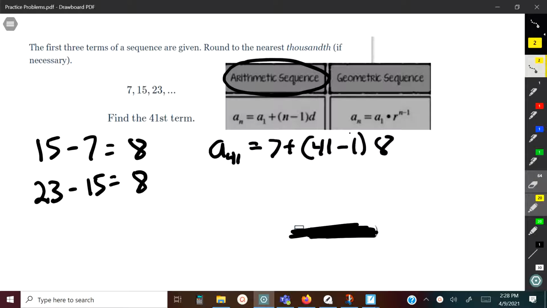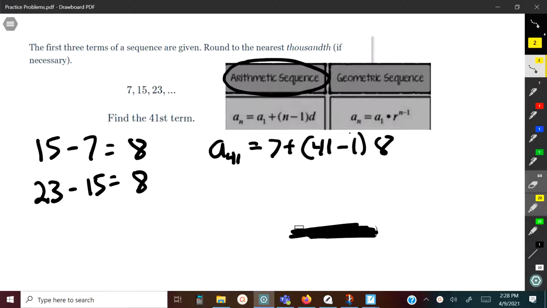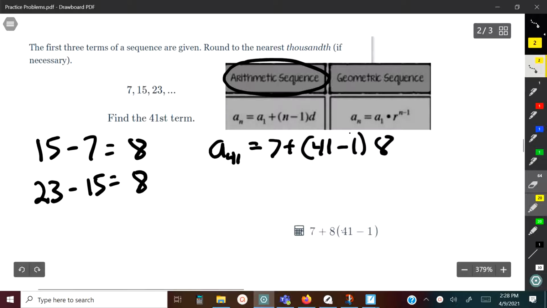Okay, now once we get here, all we have to do is type all of this in the calculator, and it could look like this when I typed it in the front here. Once we do that, we just hit enter and we get 327. It's that simple.